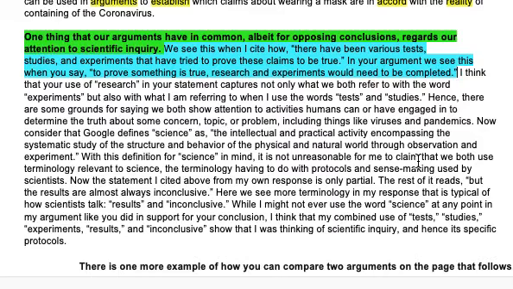In other words, I have some reason to believe, I have some evidence that we both use terminology relevant to science. What terminology are they talking about? Research, test, and studies. The terminology having to do with protocols and sense-making used by scientists.